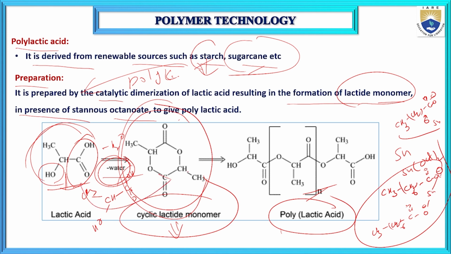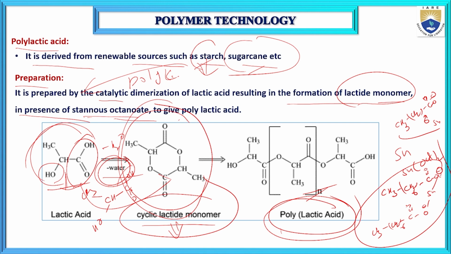Two lactic acid molecules react together, undergo dimerization, and form a cyclic lactate monomer. This cyclic lactate monomer, in the presence of stannous octanoate, which is a catalyst, will undergo polymerization. It will form polylactic acid.